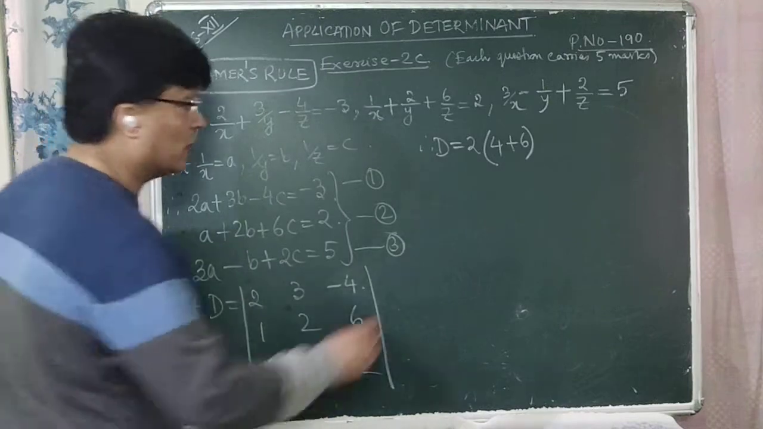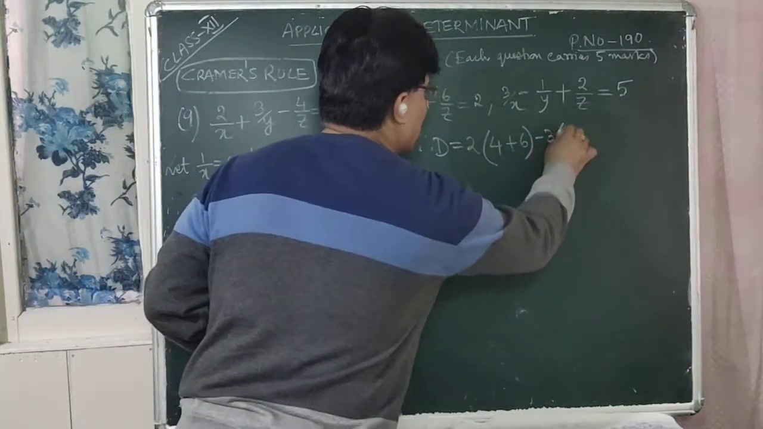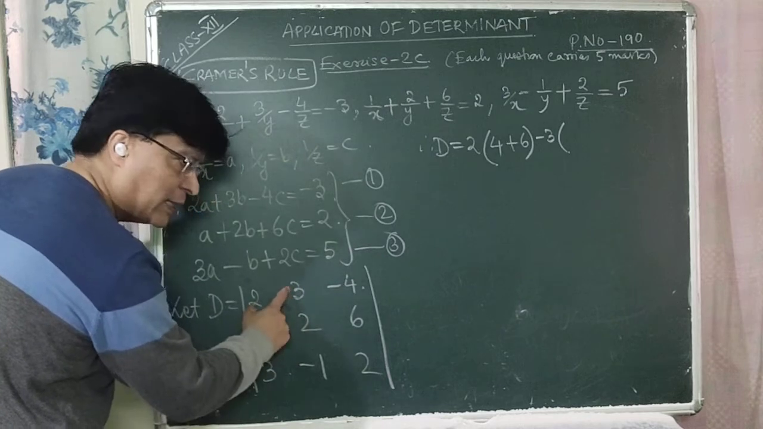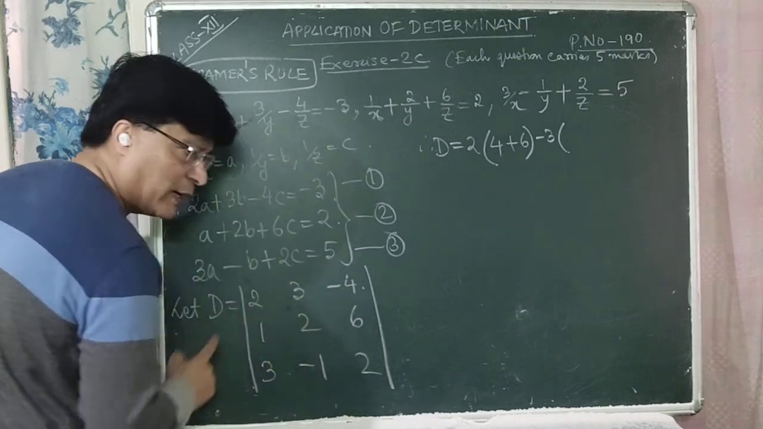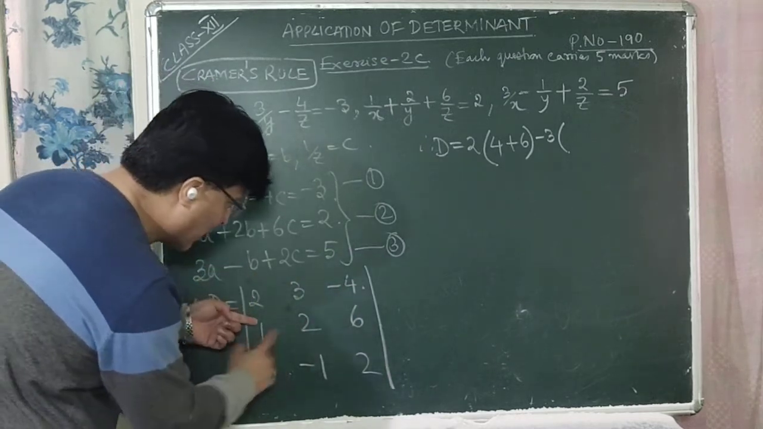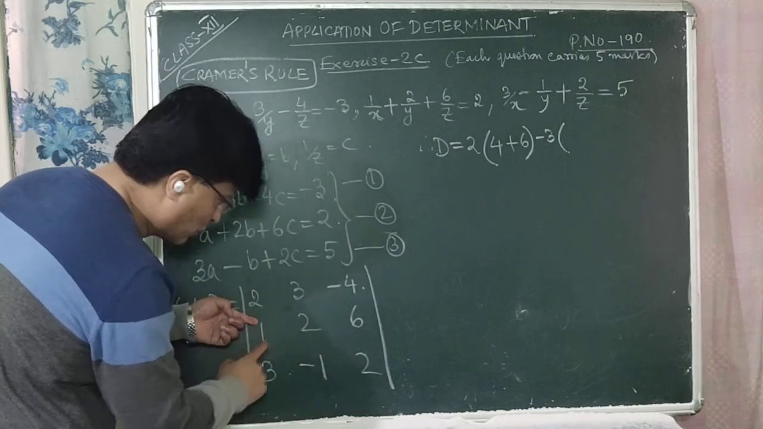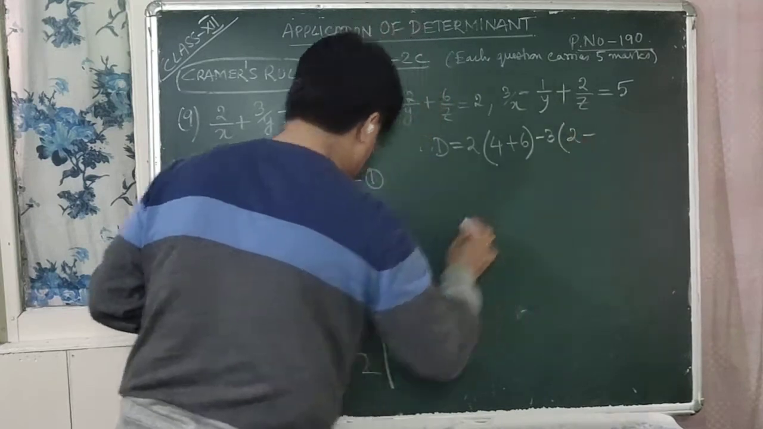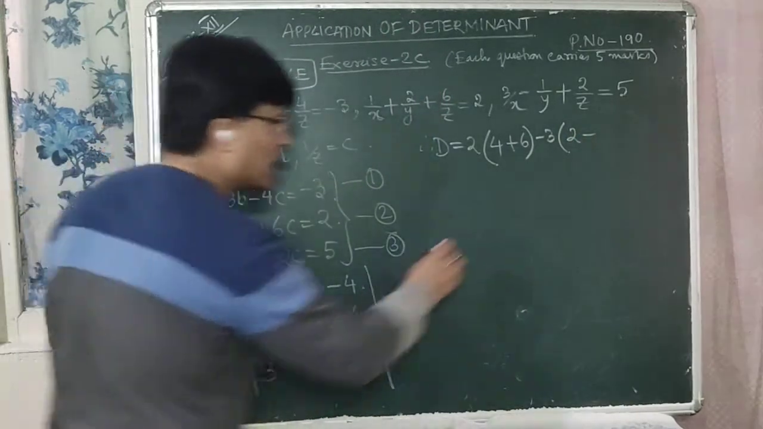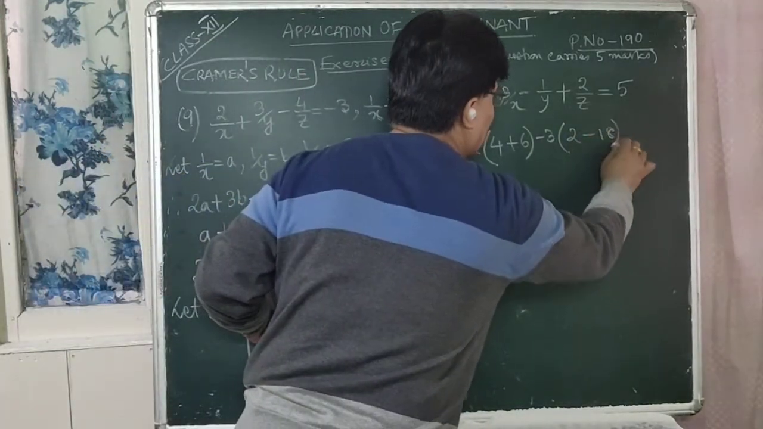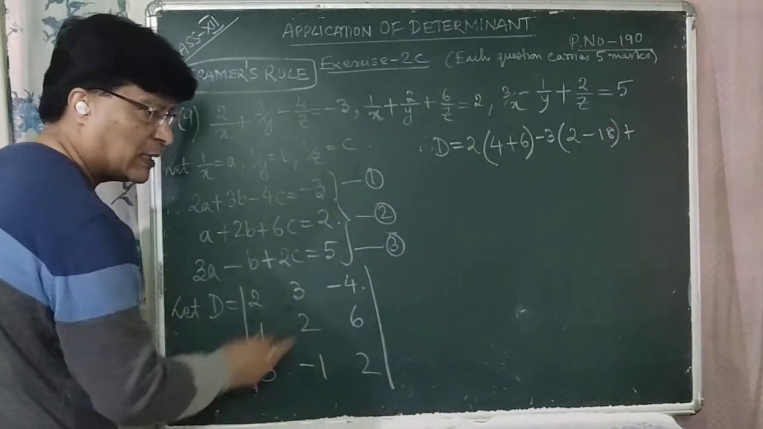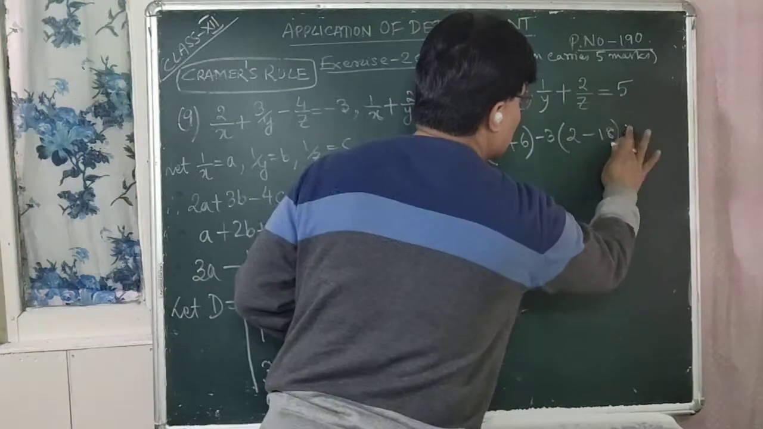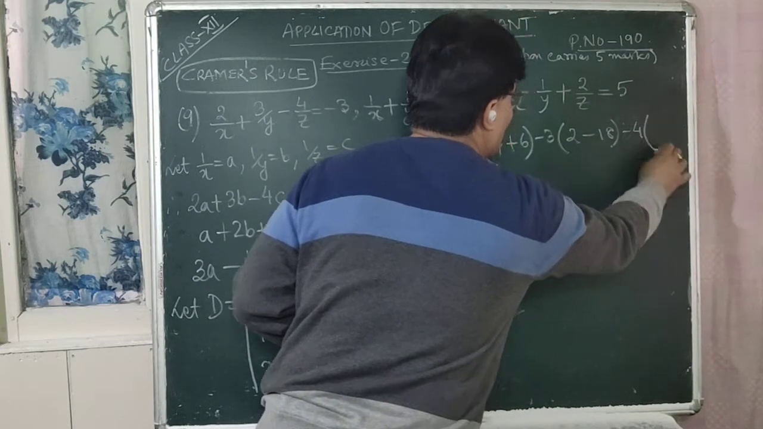Then comes minus 3 within bracket. Again delete the row and the column through the element 3, that is first row and second column. What remains is 1, 6, 3, 2. Now cross multiply: 1 by 2 is 2, minus 3 sixes are 18. Then comes plus, and plus into minus is minus, so it is minus 4 within bracket.